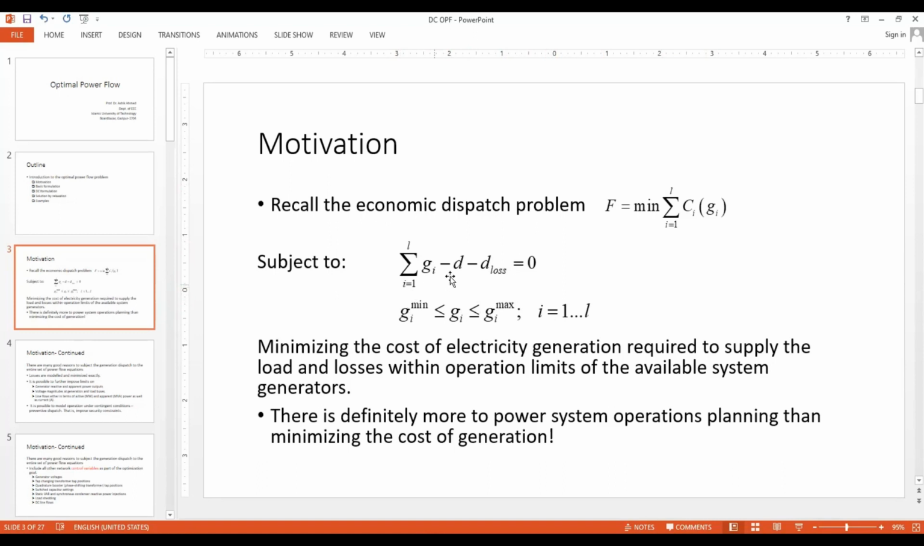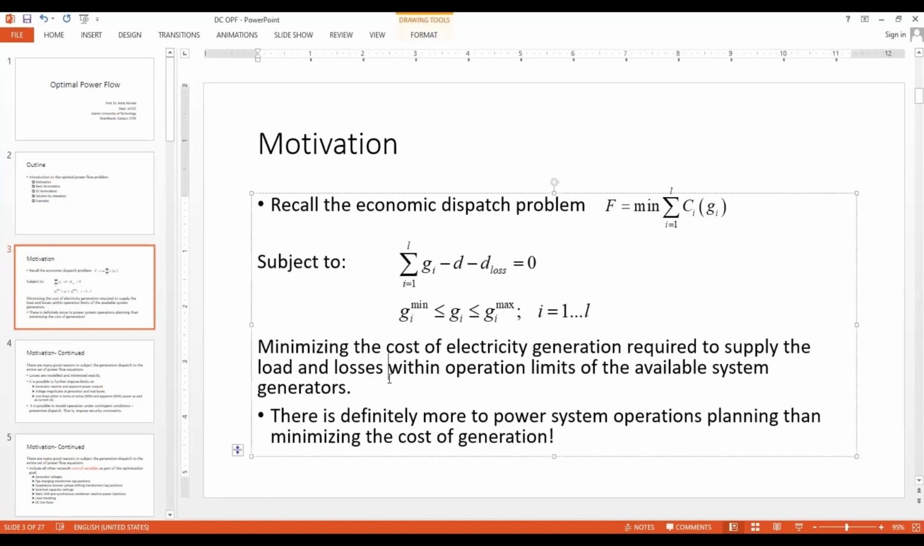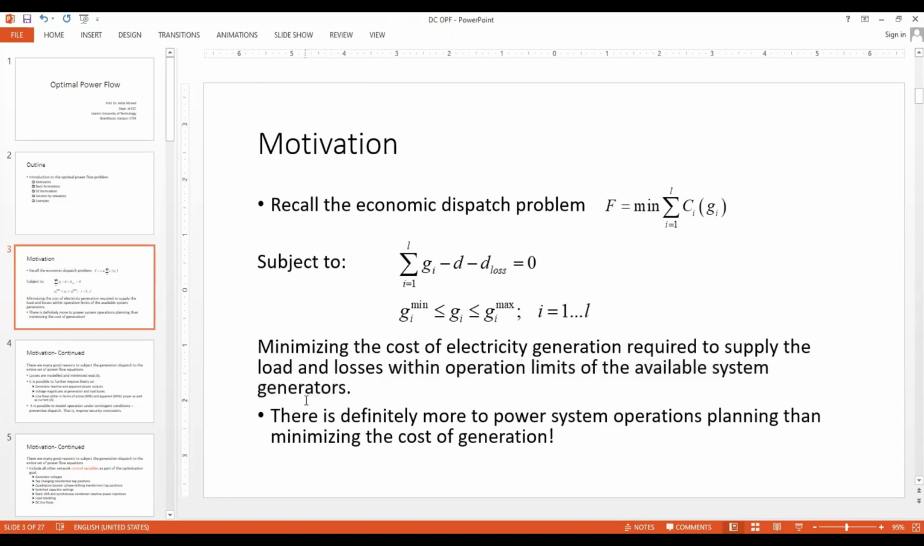So after considering the loss as well as the inequality constraint, the problem was basically formulated as a constrained optimization problem with both inequality and equality constraints. So this was the target, and we also had to make sure that our limits of generation outputs are within the operation limits.